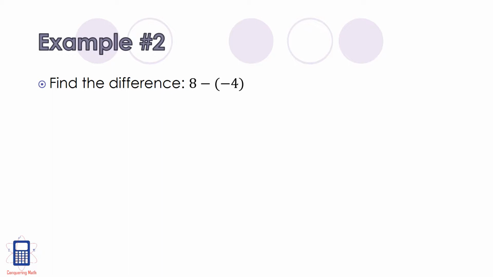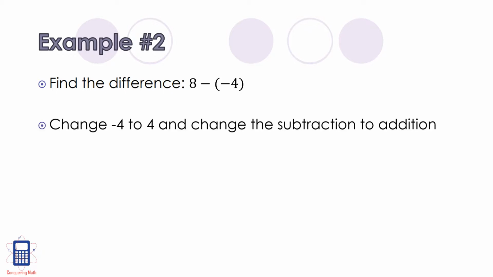Alright, let's look at a different situation. This time we have 8 minus negative 4, and again we need to find the difference. So what we'll do is we will change negative 4 to positive 4, and we'll change the subtraction sign to an addition sign. So now instead of 8 minus negative 4, we have 8 plus 4. And then we know that 8 plus 4 is 12.